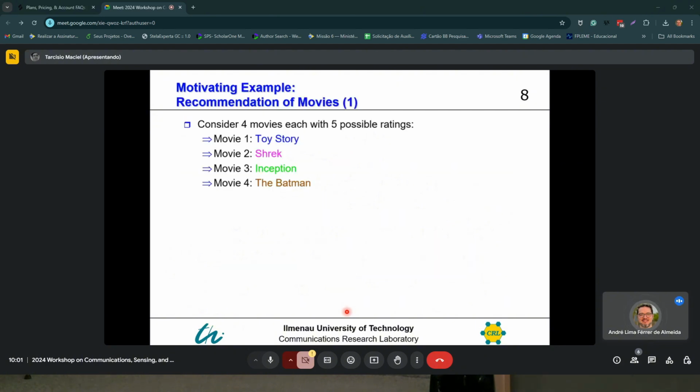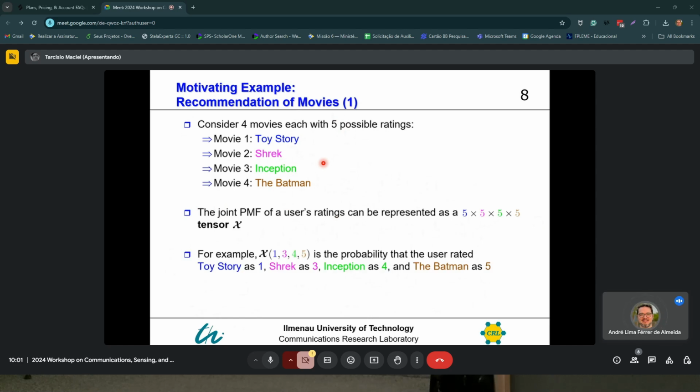Okay, so let's consider a very simple example. 4 movies, each with 5 possible ratings. Movie 1 would be Toy Story, then we have Shrek, we have Inception, and The Batman. And the joint PMF of a user's rating can be represented as a 5 by 5 by 5 by 5 tensor, X. So we have this because we have 5 possible ratings for all of these 4 movies. And for example, this would be one entry of the tensor, right? This is X of 1, 3, 4, 5.